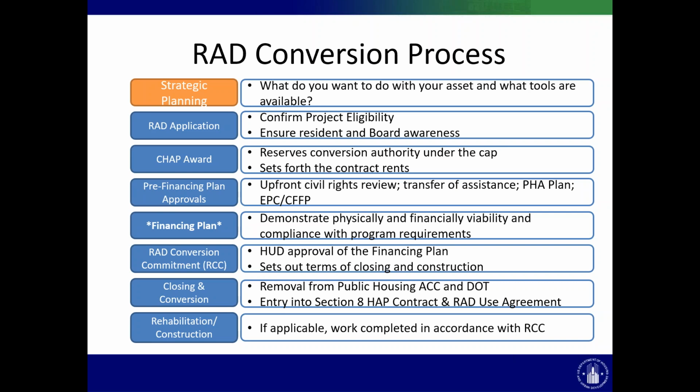Prior to submitting the financing plan, though, the PHA has to get certain upfront approvals from HUD, including certain civil rights reviews, not just site and neighborhood standards for new construction as described above, but also when there's a change in unit configuration or a change in occupancy, or a few other triggers that are detailed in the RAD civil rights notice. When there's a transfer of assistance, HUD would want to pre-approve the site where the assistance is going to. The PHA plan gets approved prior to the financing plan, as do any proposed resolution of energy performance contract or capital fund financing program debt.